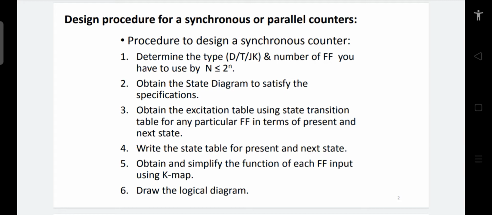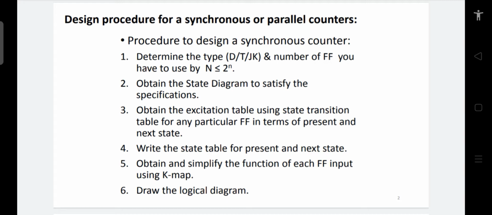The Boolean expression is obtained by simplifying the logic for each of the inputs, and that is done with the help of K-maps. Later on we draw the logic diagram with the help of the equations we obtained after simplifying the K-maps, along with our flip-flops. This way, by using all that we have done so far, we draw the logic diagram and hence obtain the circuit for the counter.